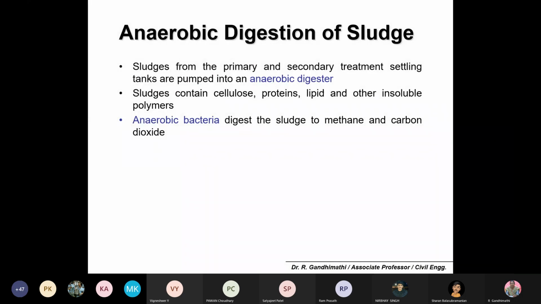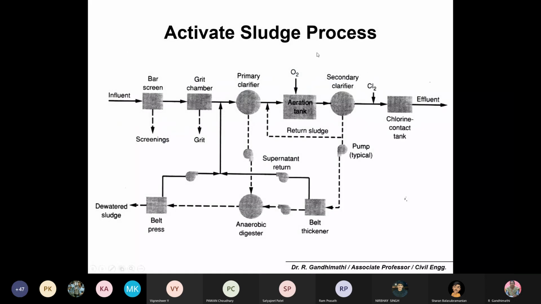Okay, then second concept that we have already studied, what is anaerobic digestion. Then this is an example for the activated sludge process. As a municipal wastewater, we have primary, secondary, and then treated effluent. You can see here this is a bar screen, grid chamber, then primary clarifier, or it is called primary sedimentation tank. Then you are passing the wastewater into the aeration basin. There you are supplying the oxygen. This is an example for a suspended growth system. Then you have a secondary clarifier.